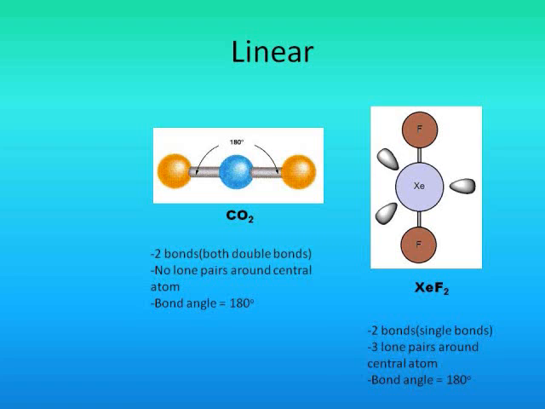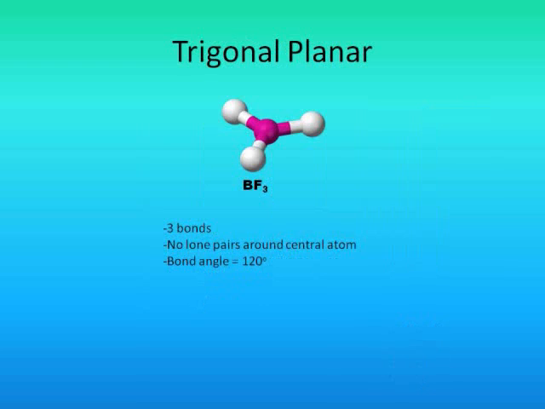There's another example of linear geometry. Xenon difluoride has two single bonds and three lone pairs around the central atom. The dipole moments will cancel and the bond angle will still be 180 degrees. The next shape is trigonal planar. A good example for this shape involves boron because it only needs 6 electrons. Other molecules will have to contain a double bond to retain this shape. Boron trifluoride has 3 single bonds and no lone pairs, causing the bond angle to be 120 degrees.